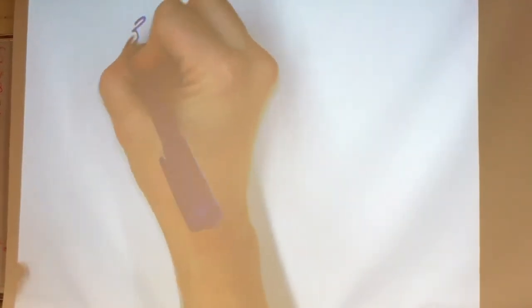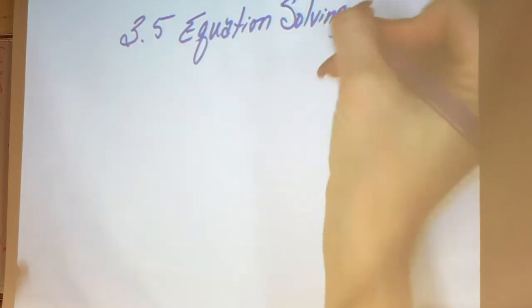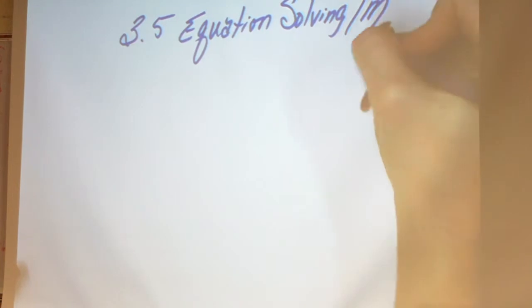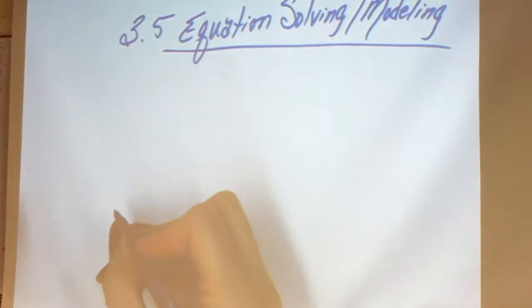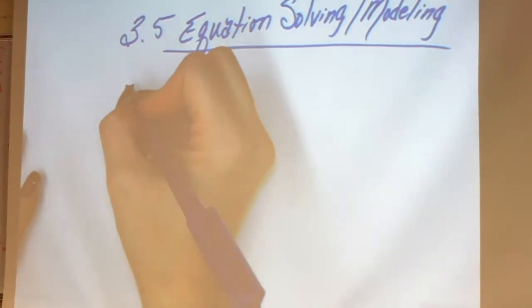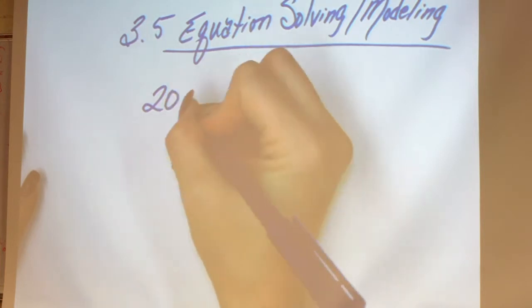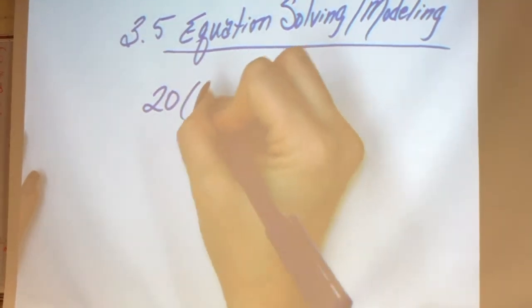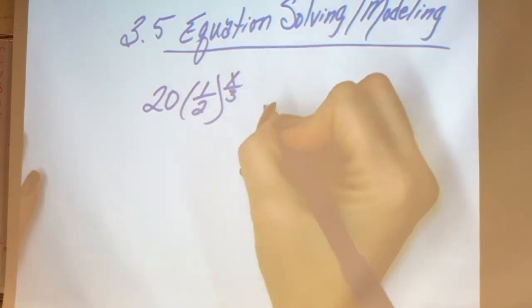Okay, we're going to go over section 3.5. It's equation solving and mathematical modeling. One of the first examples that you need to solve is going to give you an equation, and you need to go through the process algebraically to solve it.